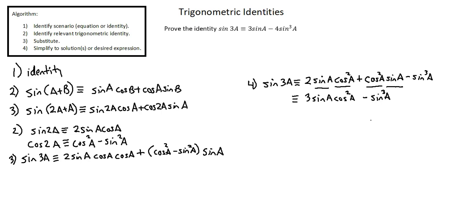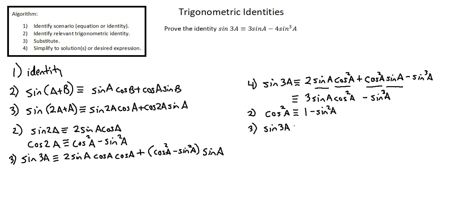Notice in our final proof that we're only dealing with the function sine. We want to eliminate cosine a squared. So let's go back again to step 2, identify relevant trigonometric identity. Cosine a squared is an identity with 1 minus sine a squared. And step 3 again. We'll substitute in.